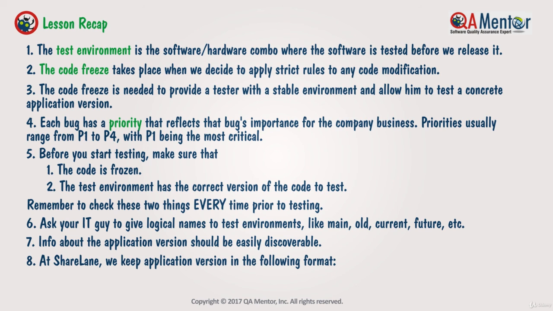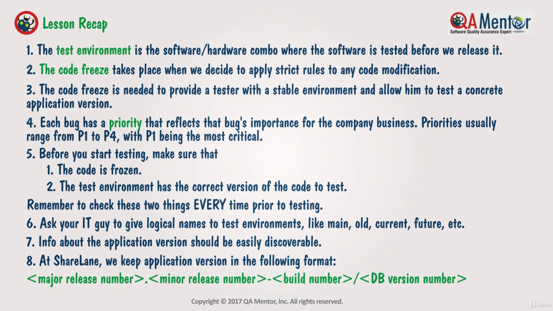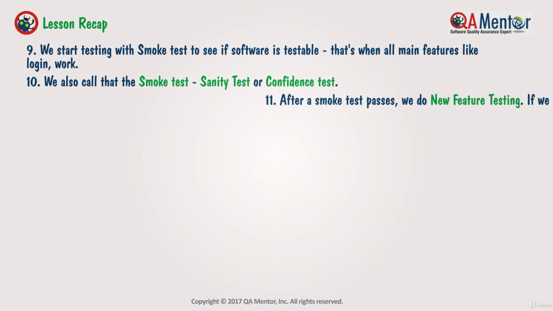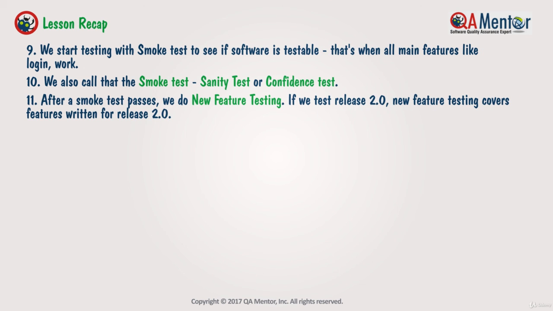8. At ShareLane, we keep application version in the following format: major release number, minor release number, build number, DB version number. 9. We start testing with smoke test to see if software is testable. That's when all main features like login work. 10. We also call that the smoke test or sanity test or confidence test. 11. After a smoke test passes, we do new feature testing. If we test release 2.0, new feature testing covers features written for release 2.0.